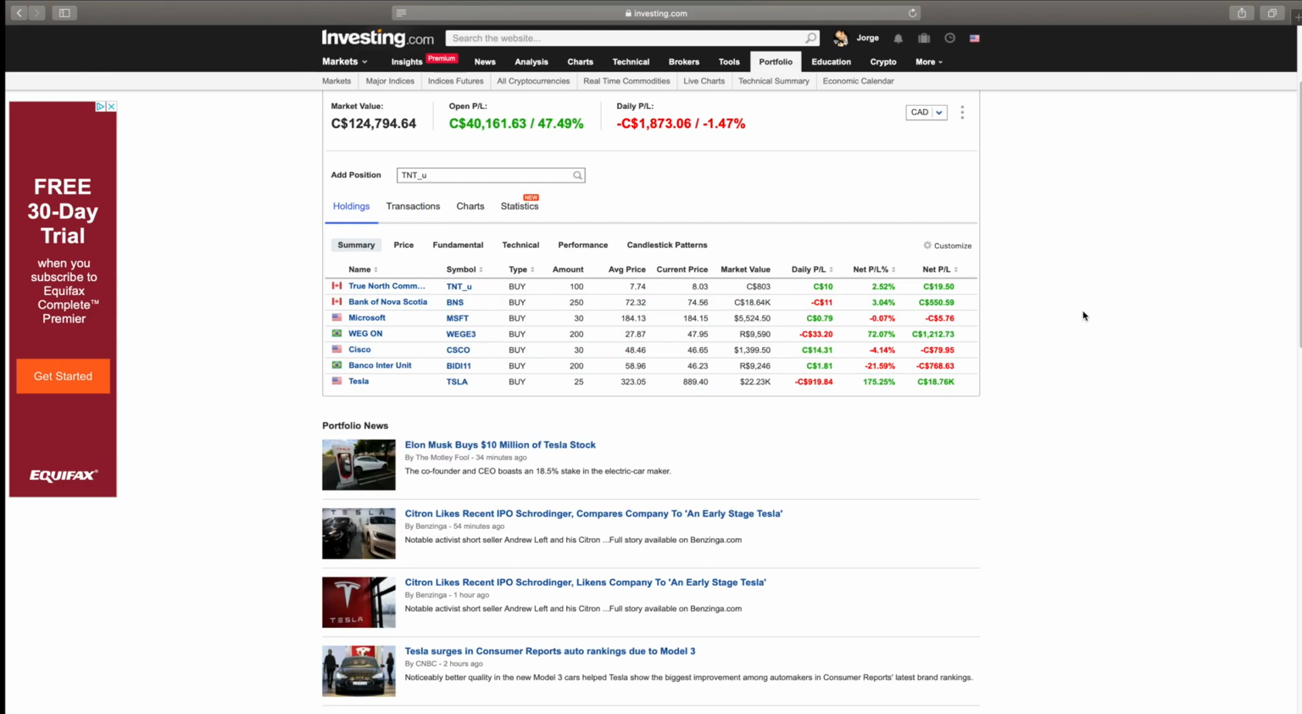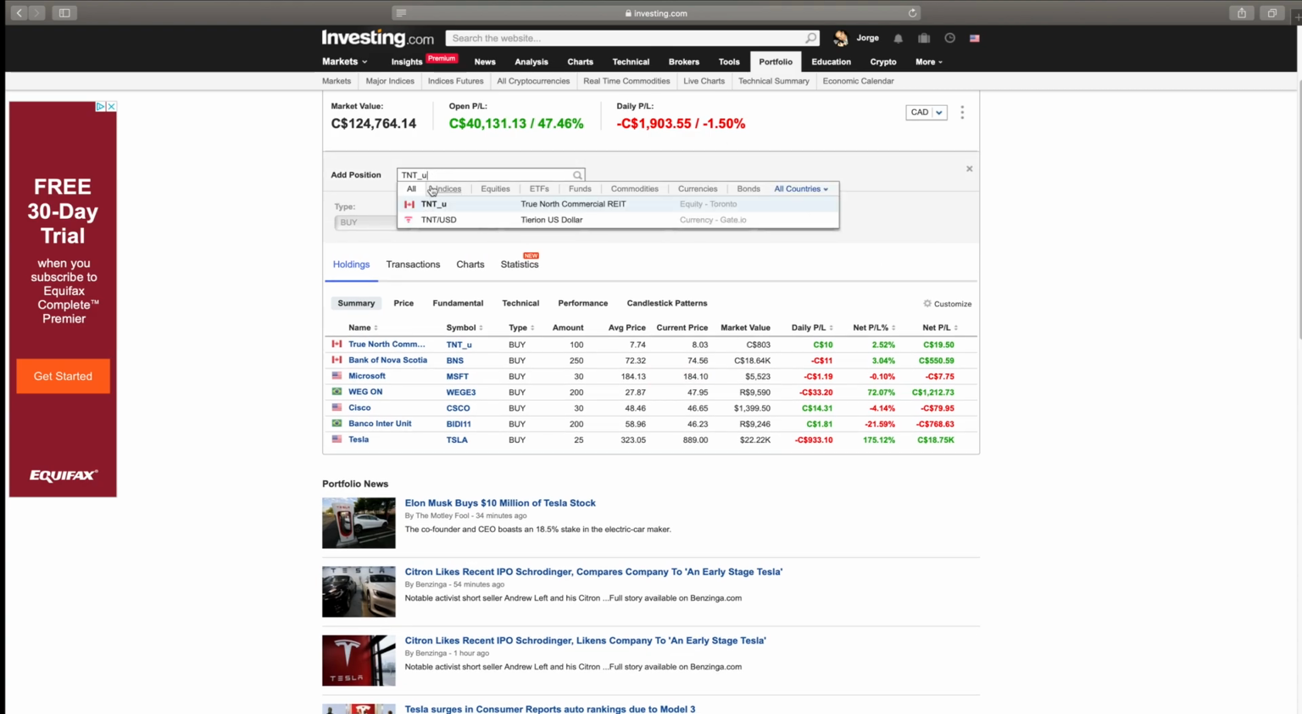So let's say you want to close one position here, or partially close one position. Most people would come here, put the stock, and say sell. But if you sell in the add position, what you're going to do is add a short position in your portfolio.